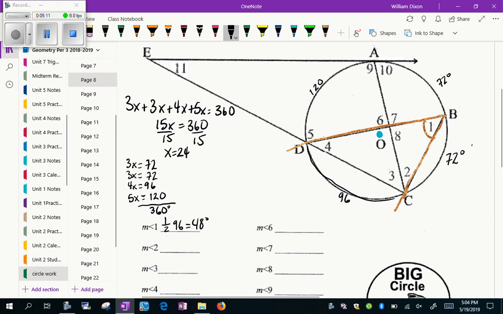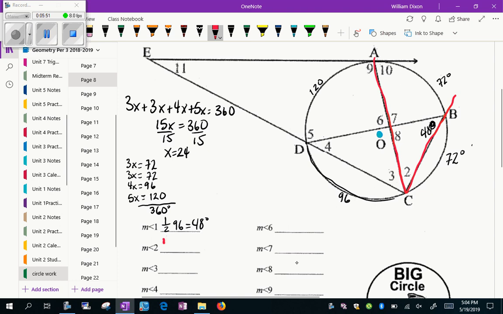Okay, so let's erase that and look at the next one, angle 2. But I do want to put in here 48 degrees, because I think this is important. All right, now angle 2. So if I extend that chord, the other one, again, it's an inscribed angle, and I know that it's half of the intercepted arc, so that arc is 72 degrees.